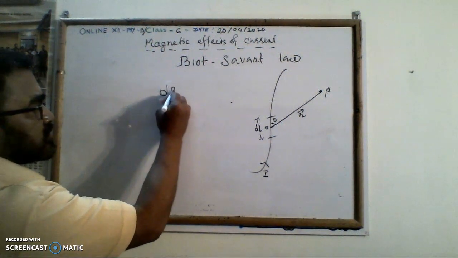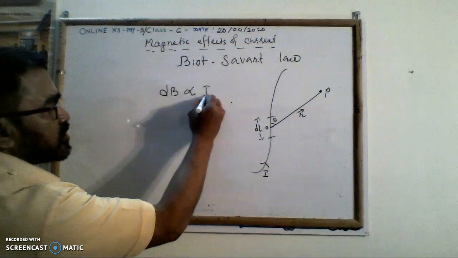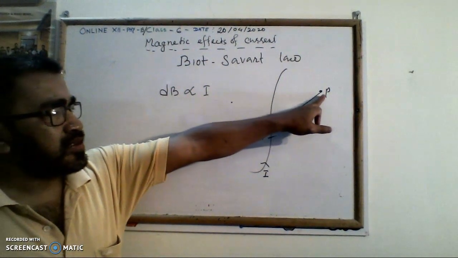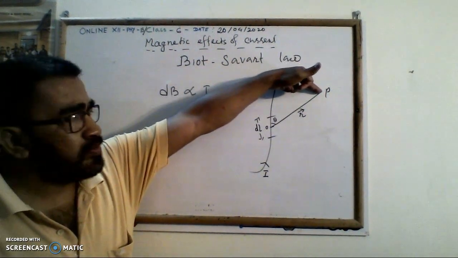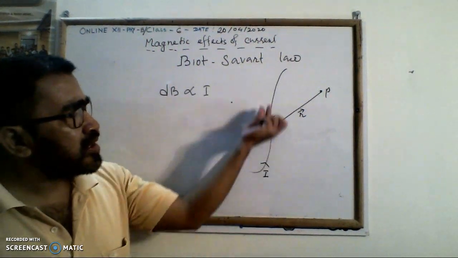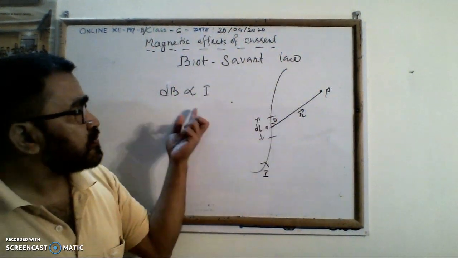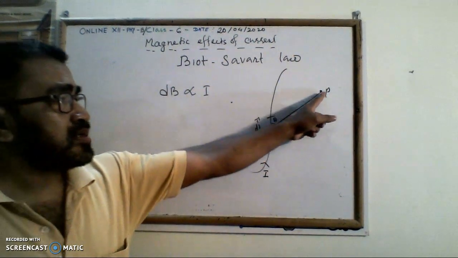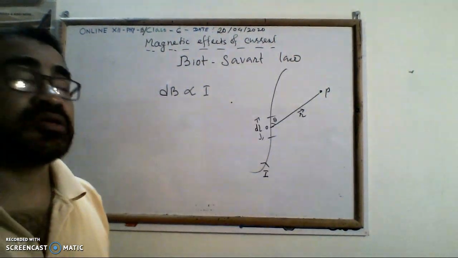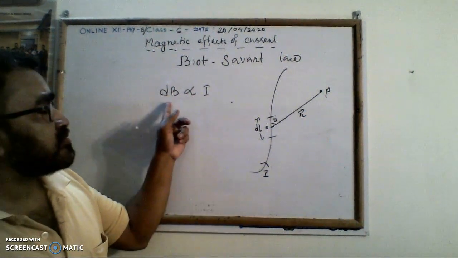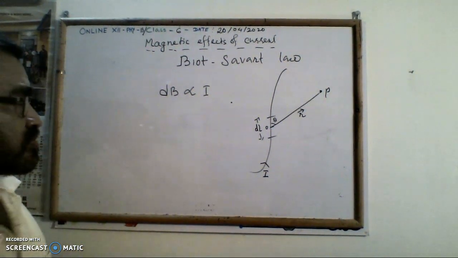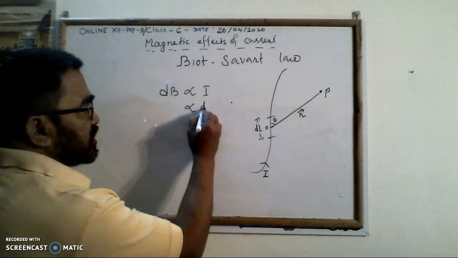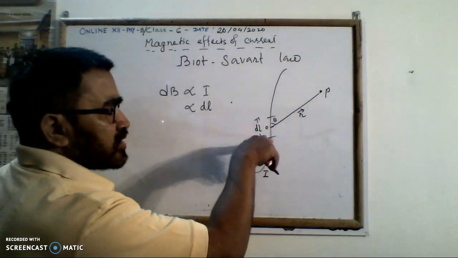given by dB, which is directly proportional to the current. What does it mean? It means that the intensity or the strength of magnetic field at point P produced by this current carrying conductor is directly proportional to the flow of current. When you increase the current, the magnetic field induction will also increase. When you decrease the amount of current, the value of magnetic field also decreases. This is the first factor. Another factor is dl, the value of the current element.